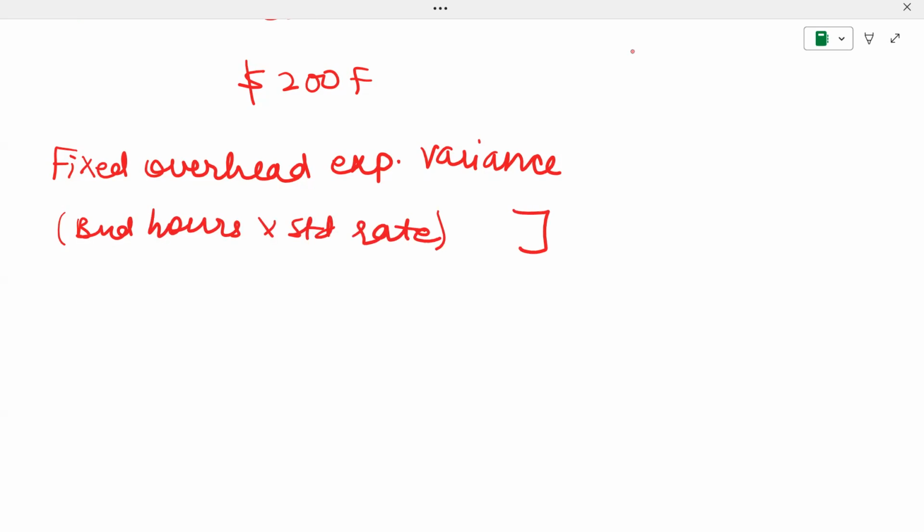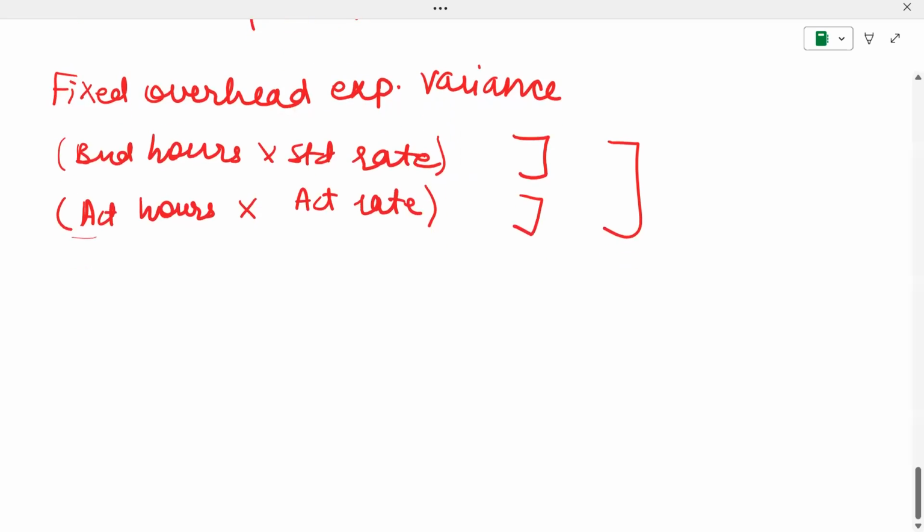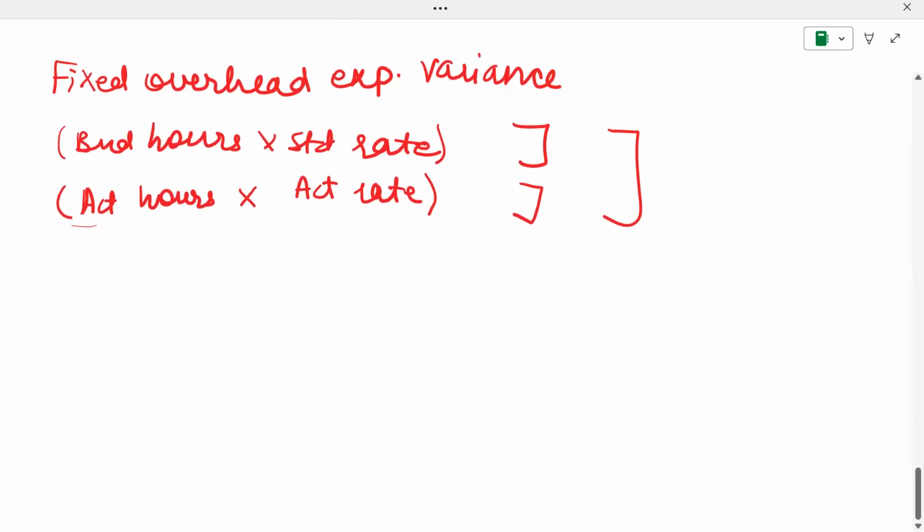And how much we have actually done will be actual hours multiplied by actual rate. So this is the actual. So the comparison between these two is going to give you an answer. If the budgeted is less than the actual, then you have a favorable variance. If actual is more than the budgeted, then you have an adverse variance.